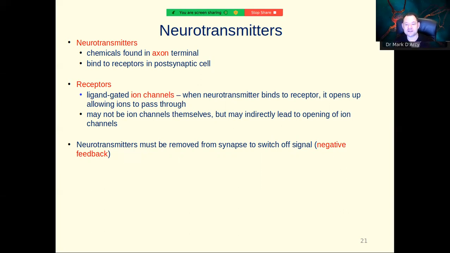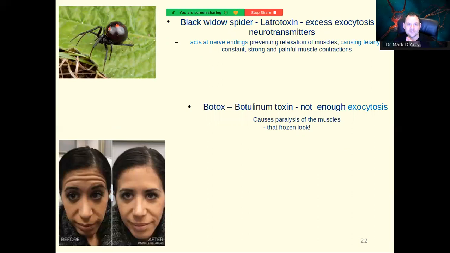Neurotransmitters must be removed from the synapse to switch off the signal. This is an example of negative feedback. Now, here's just a couple of examples of when it all goes wrong, which it can do. The black widow spider produces a toxin called latrotoxin, which causes excess exocytosis of neurotransmitters. This acts at nerve endings, preventing relaxation of muscles, causing tetanic, constant, strong, and painful muscle contractions all through the body, which can result in the person stopping breathing and dying.